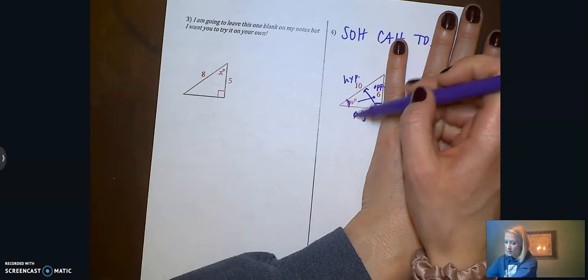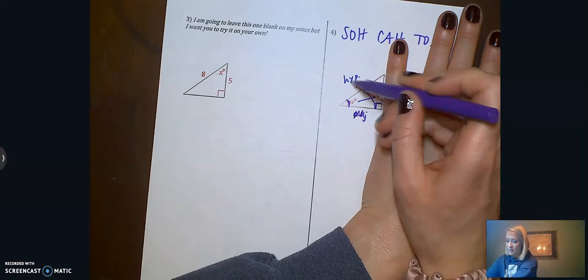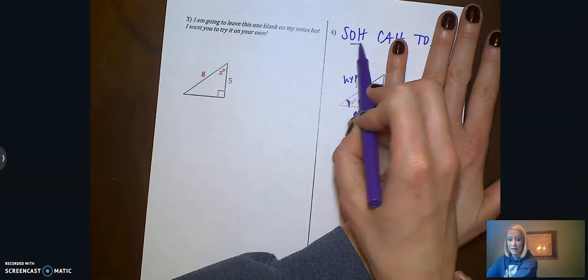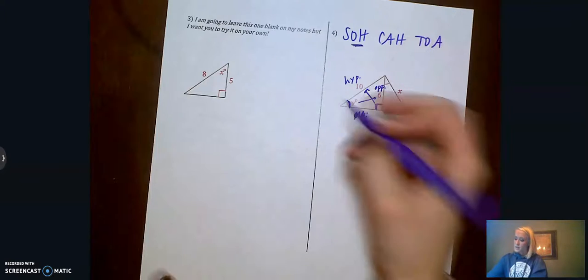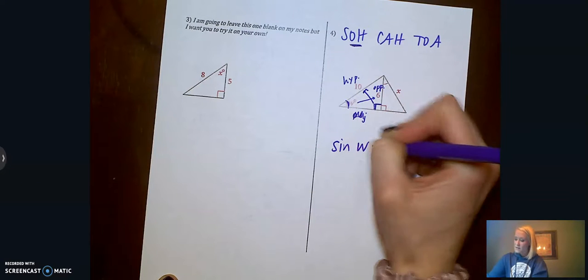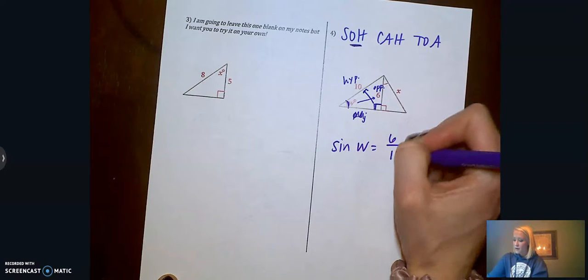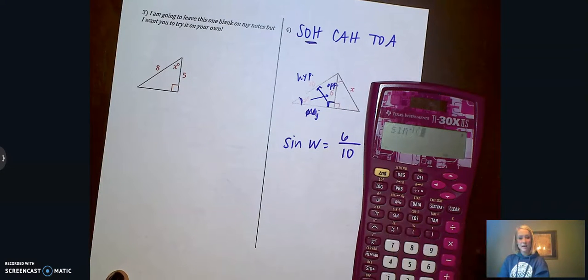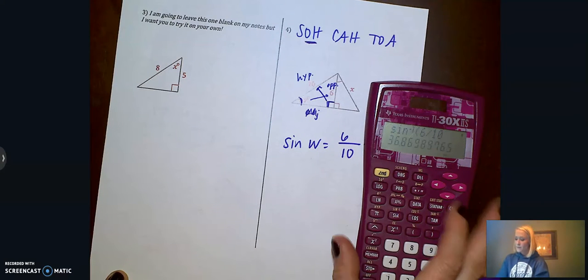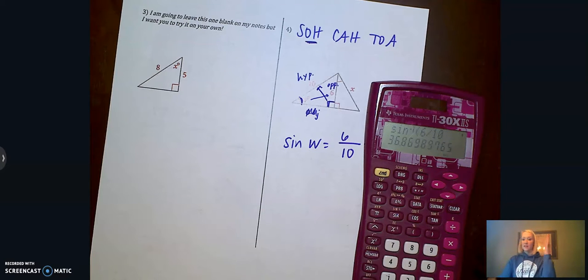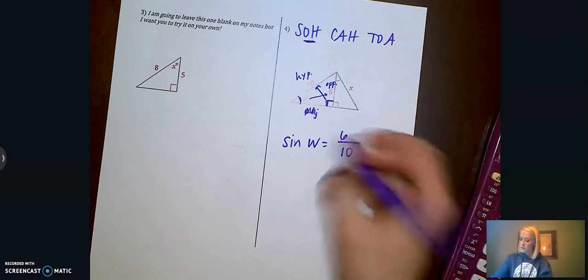So there's no label on the adjacent. So it's opposite and hypotenuse, which is sine, O and H. So I'm going to do sine of the angle equals opposite over hypotenuse. If I'm finding the angle, I do second sine, 6 divided by 10. So that's going to give me, and I'm still thinking nearest degree, nearest whole number, that's going to give me 37 degrees.